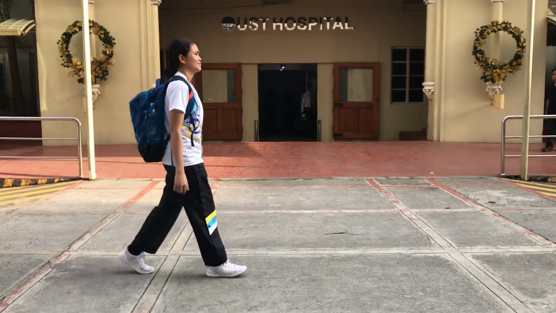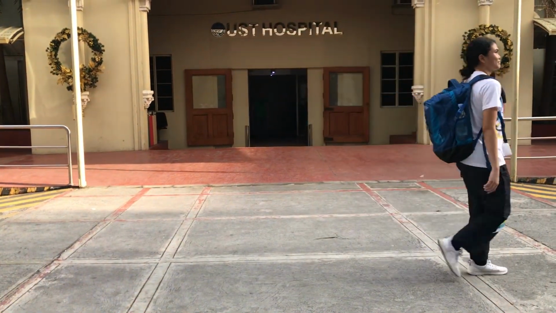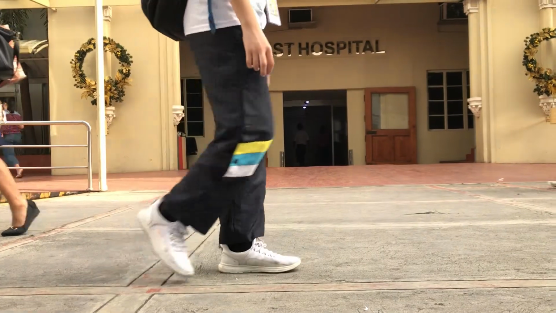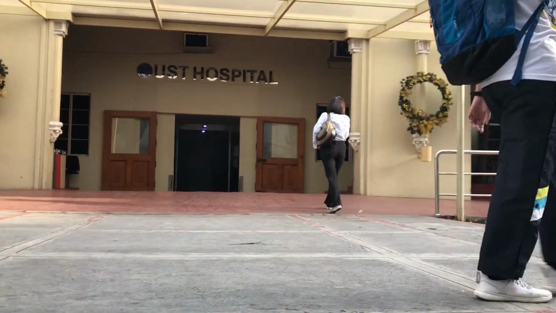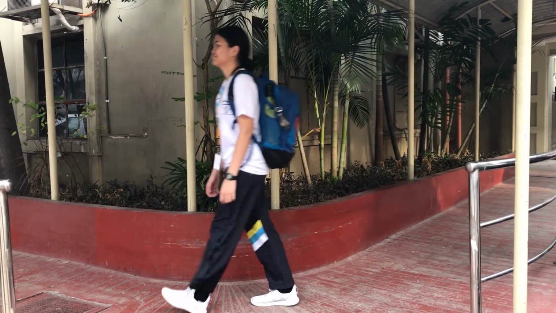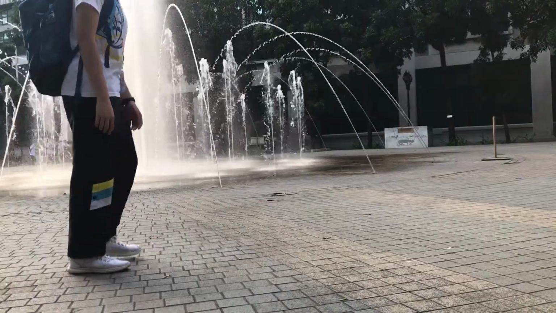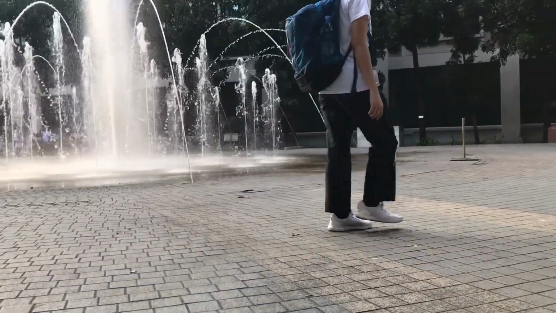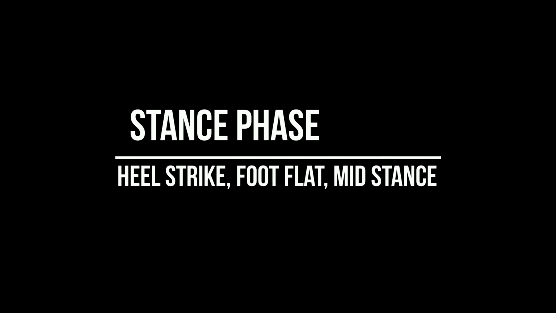A gait cycle considers the time, events, and movements associated when one foot comes in contact with the ground to when the same foot comes in contact with the ground again. Stance phase occupies 60% of the gait cycle. It begins with the heel strike, then foot flat, and lastly mid-stance.